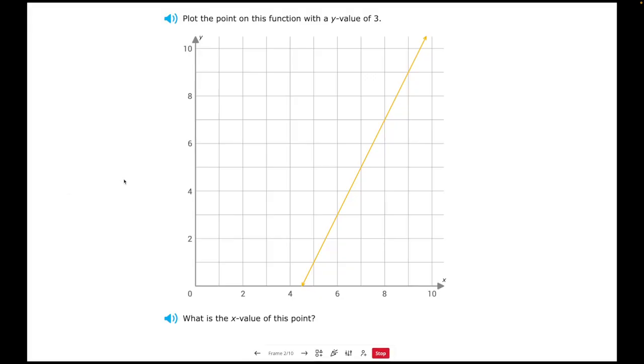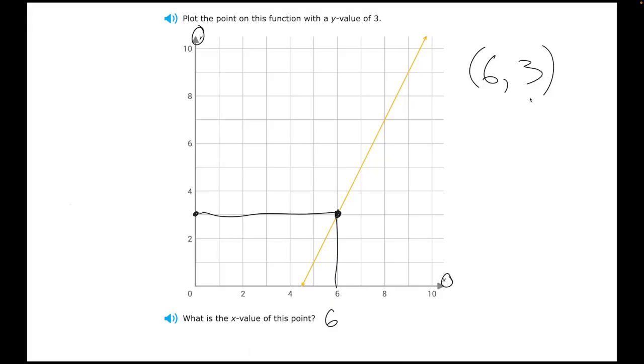And here we go. Okay. So it says plot the point on this function with a y value of 3. So they're telling you when y, and remember this is the y-axis, this is the x-axis, when the y value is 3, which is here, they want to know what is the x value on the line. So you can sort of just connect them, and the answer is 6, right? So when I put in 6, I get 3 for the y. Or reverse that, right? When I put in 3 for the y, I get 6 for the x.